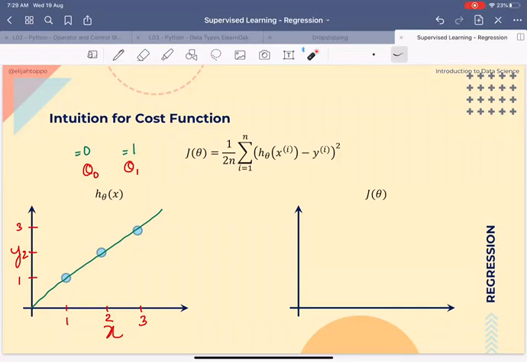Can you also say what would be the cost for this hypothesis? No idea. Okay. So let's say here I'm also trying to plot the cost, and on the x-axis I have theta 1.